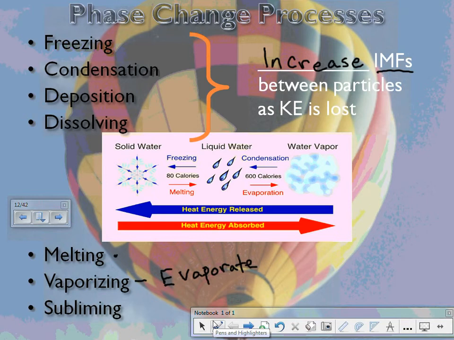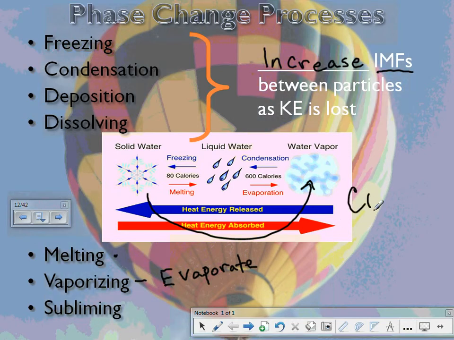Okay, so when it evaporates, that means we're changing from a liquid to a gas. And then subliming, or sublimation. This is a process that doesn't normally happen for water, where we just go, like deposition, right? It's the opposite of deposition. We go from a solid to a gas without ever being a liquid.